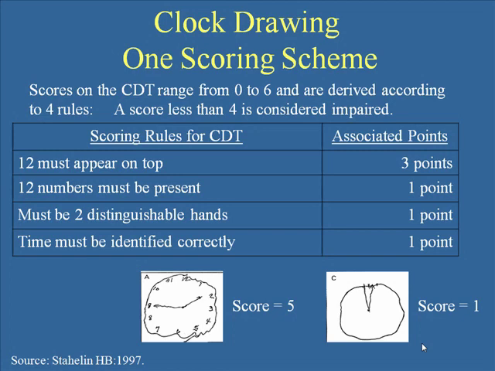To the side there, you see a clock which scores 1 point. The 12 does not appear at the top. There are not 12 numbers present, so you lose 4 points there. There are two distinguishable hands, which gives the clock 1 point, and the time is incorrect, so you lose a point there, giving this particular clock a score of 1.